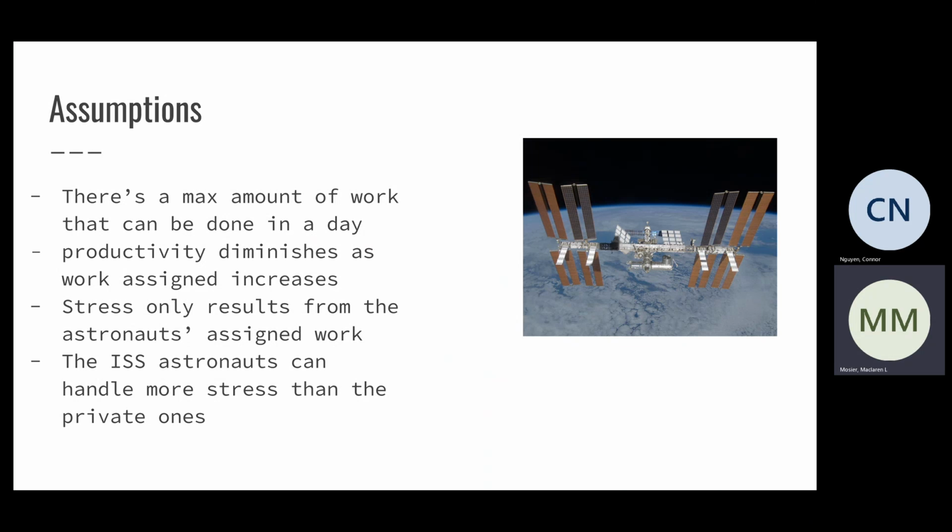We assume that productivity plateaus as the work assigned increases for each group, and we only take into account the astronauts' work as their only source of stress, because that's the only information we're given. When modeling each group individually, we assume the ISS astronauts were more capable than the private ones.